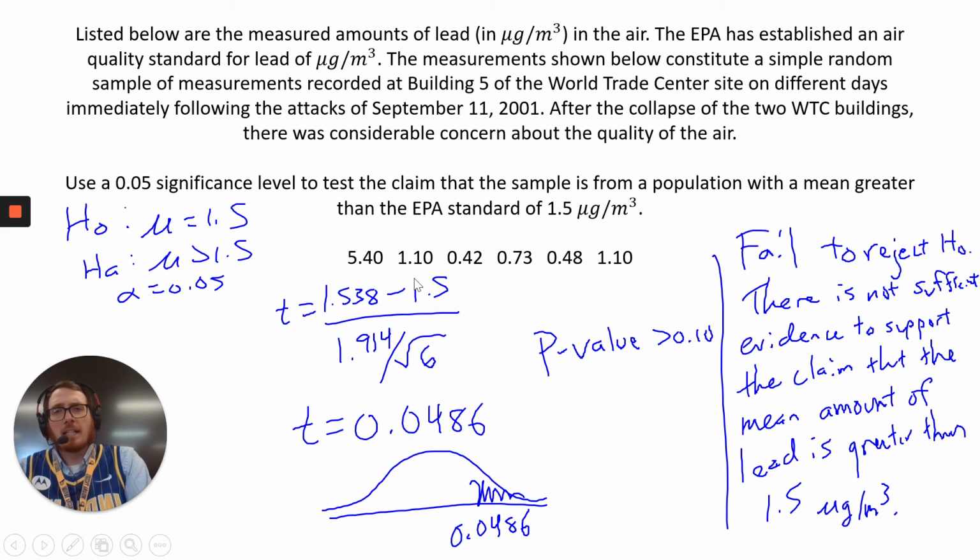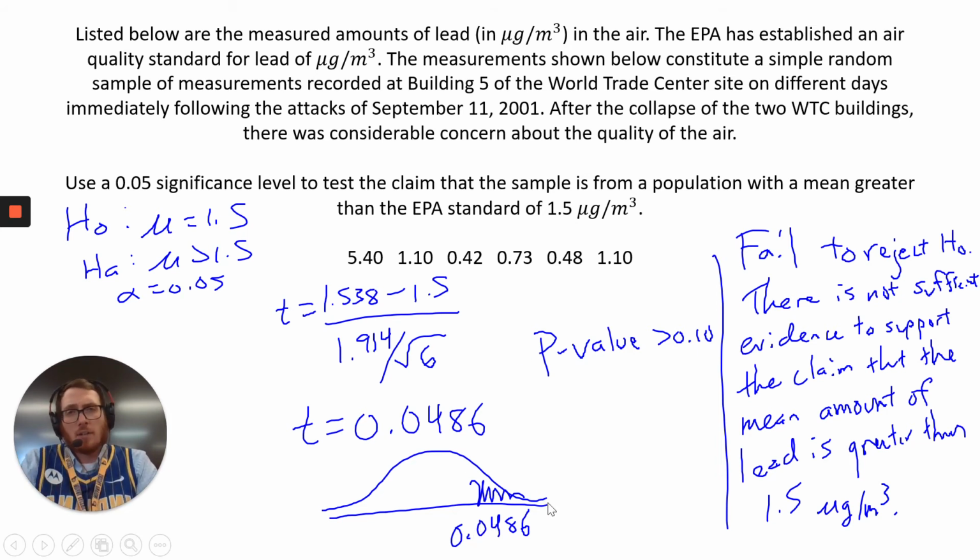You'll have to find that the mean is 1.538 and the standard deviation is 1.914. You're going to have to find those numbers yourself off to the side somewhere. You should not be doing it by hand to find that answer. Plug it in with technology to find the standard deviation. From there, I take my mean, which is the 1.538, minus the mu population mean that I think it should be, which is 1.5, and then divide by the standard deviation I found over root 6. I get a test statistic of 0.0486, and this is a greater than situation.